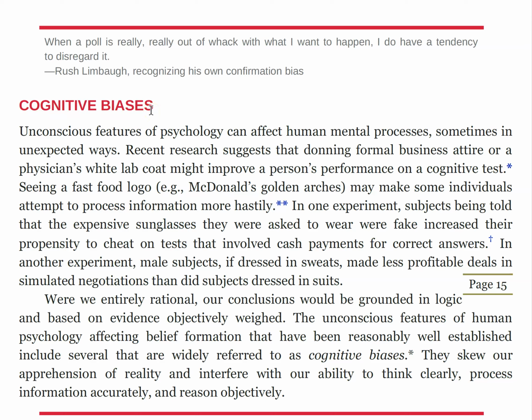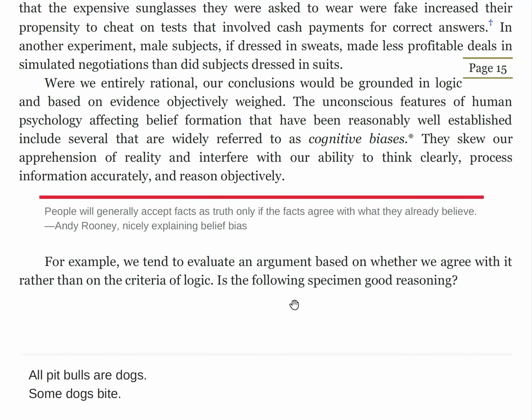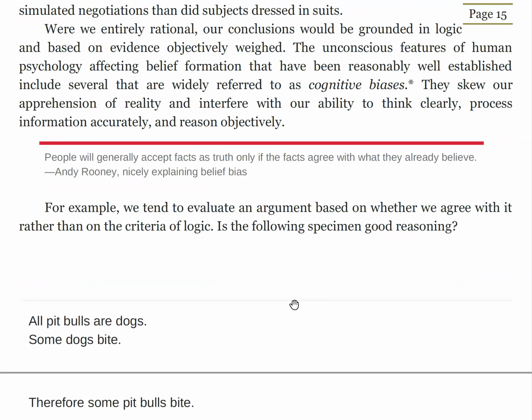If you've taken a psychology class, chances are you have encountered some cognitive biases or you've discussed them. They're just unconscious features of psychology that can affect our mental processes and affect our judgment and evaluation of things. So there are a couple hundred of these, and they're usually pretty well researched or documented. We're only going to focus on a handful of them, specifically the ones that really mess up our rational conclusions and considerations.